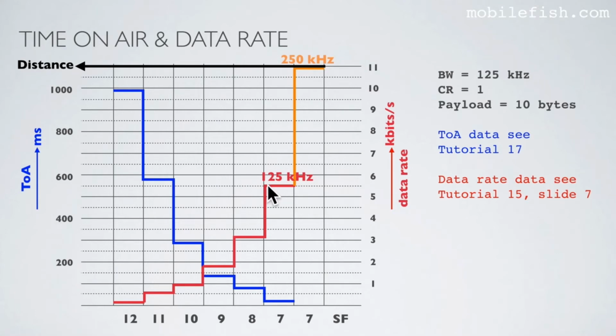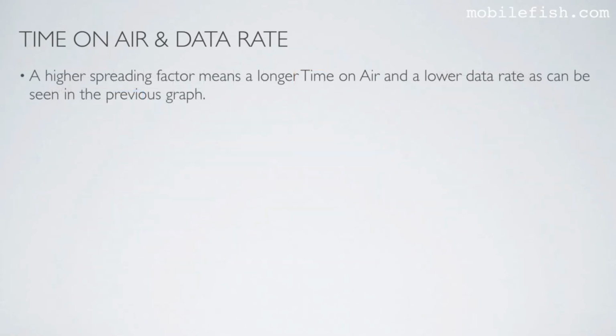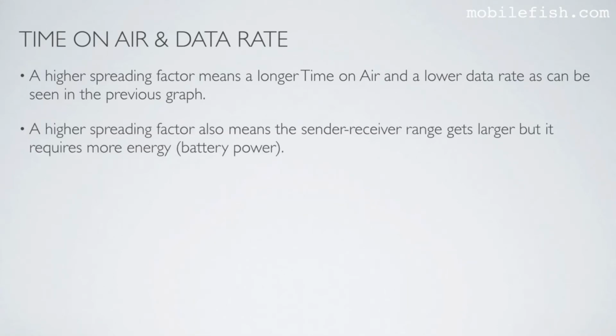And if you look at the data rate at 125 kHz and 250 kHz, at spreading factor 7, you can see that the data rate at 250 kHz is 11 kilobits per second, and at 125 kHz, the data rate is 5.5 kilobits per second. A higher spreading factor means a longer time on air and a lower data rate, as can be seen in the previous graph. A higher spreading factor also means the sender-receiver range gets larger, but it requires more energy, meaning battery power.